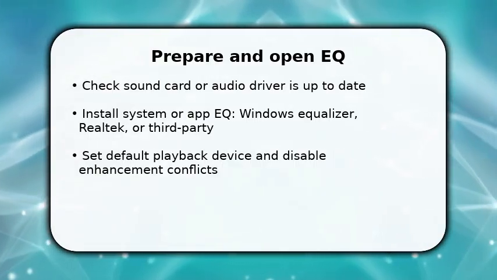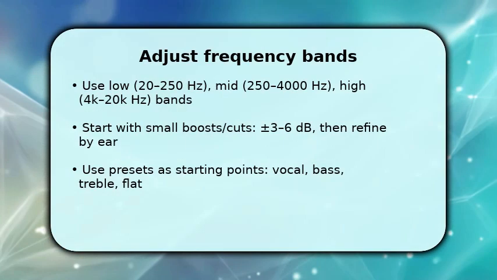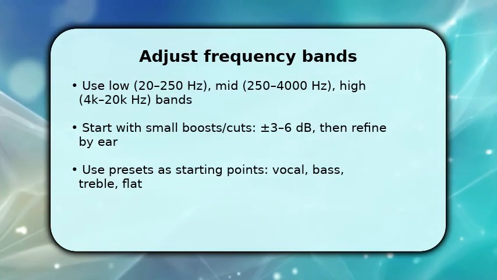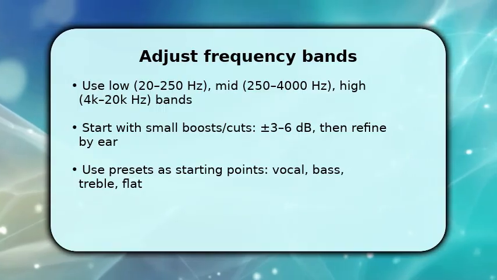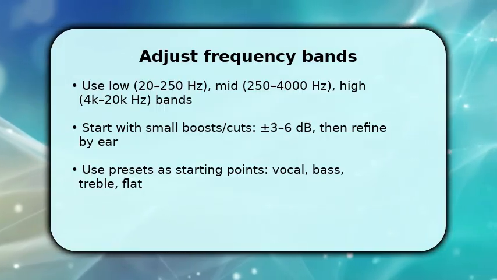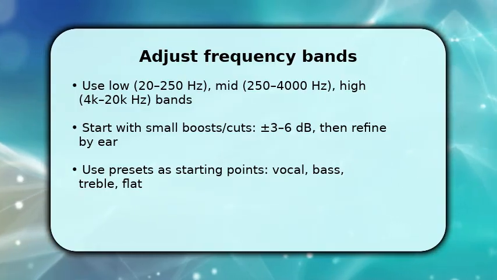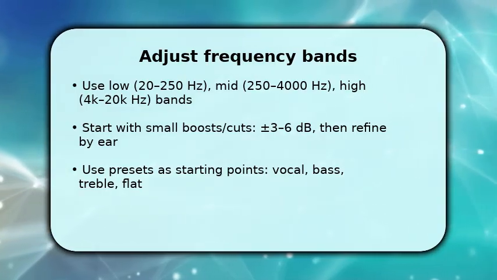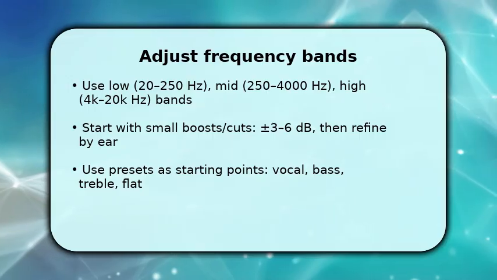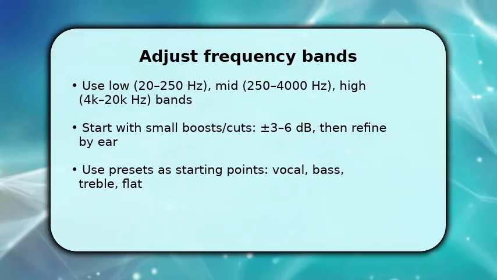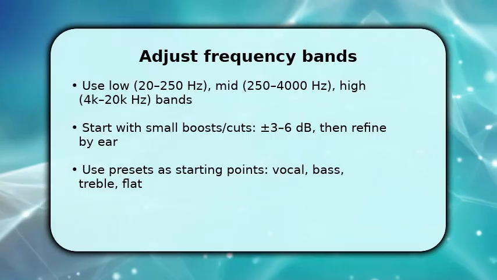You'll now shape sound by moving frequency bands. Low frequencies give bass weight, mids carry vocals, highs add air. Start with conservative moves, try plus or minus 3 to 6 dB, because extreme boosts cause distortion. Once you hear a direction, sweep narrow bands to identify problem frequencies and notch them out. Make sure to toggle bypass to compare changes against the original.